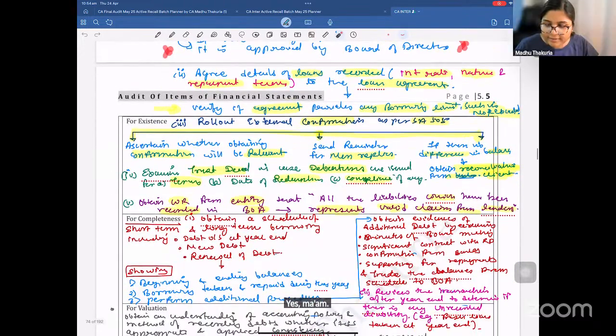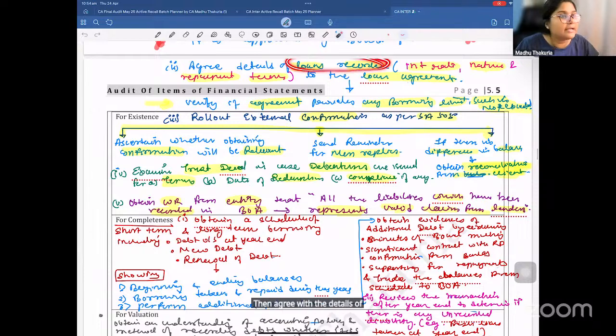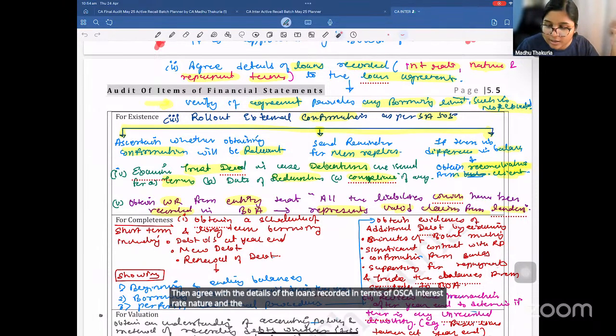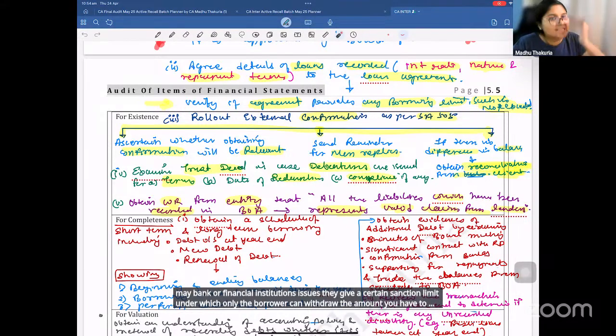Then agree the details of the loans recorded, in terms of interest rate, nature and repayment terms, to the loan agreement, and verify if the agreement provides any borrowing limit and that it has not been exceeded. I told you there is a limit in case of cash credit and overdraft. In cash credit and overdraft, banks and financial institutions give a certain sanction limit under which only the borrower can withdraw the amount. You have to see whether your client has not exceeded that limit.